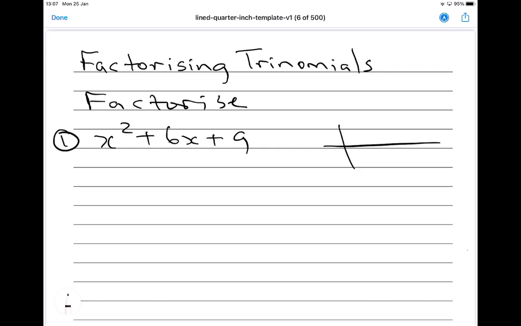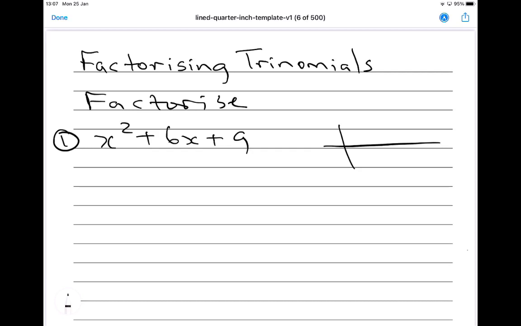Right, so we focus on the first term. The first term is x squared. The middle term or the second term is 6x. Then the third term, which is the constant term, is 9. So always arrange them in that order. Make sure that your quadratic trinomial is arranged in descending powers of x.